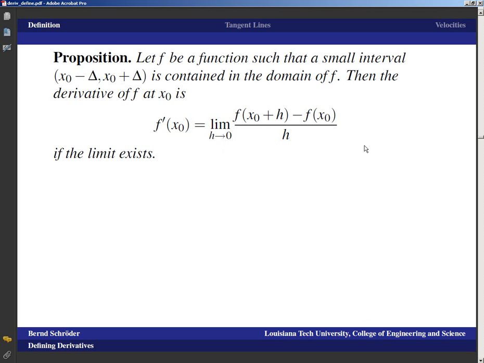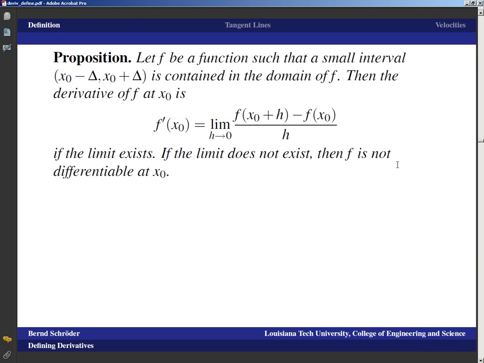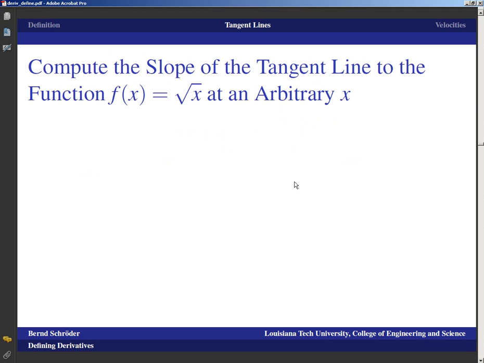This is also the difference quotient that I would recommend to use for computations of the derivative, because it's a whole lot easier to factor an h out of a numerator than it is to factor a b minus a out of the numerator. Okay, if this limit does not exist, then f is not differentiable at x0, similar to what we had in the definition. It's just a translation to a different kind of difference quotient. Okay, so now let's look at an example.